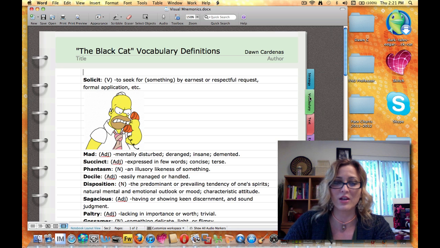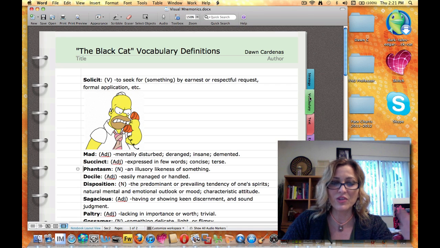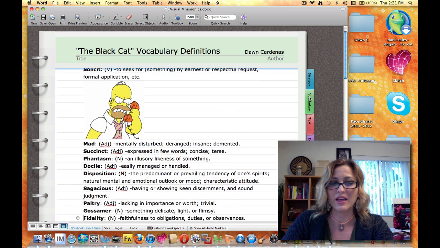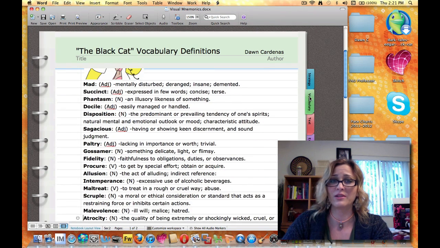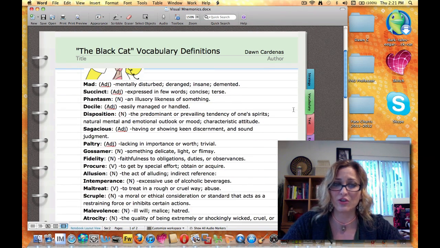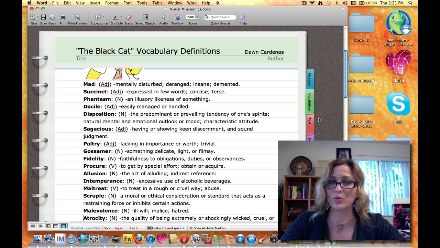So when he speaks of the word mad, it's not mad like the elementary school word. It's mentally disturbed, meaning literally insane. And so these are just the words that, if you want to read the story to yourself one day, I think the average student would struggle with.